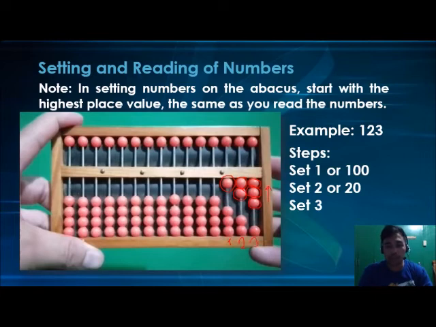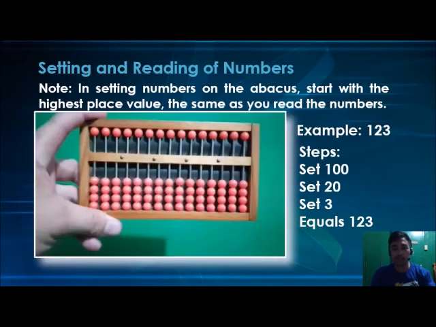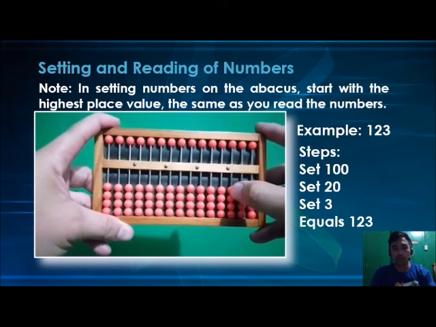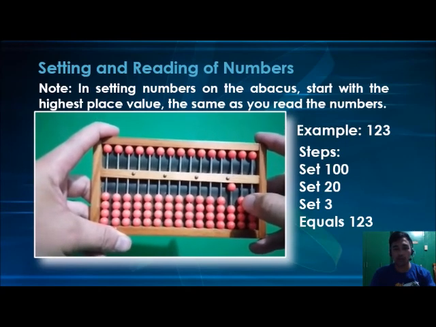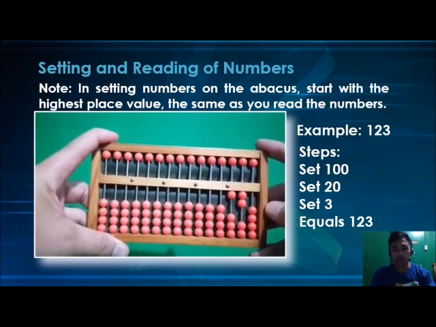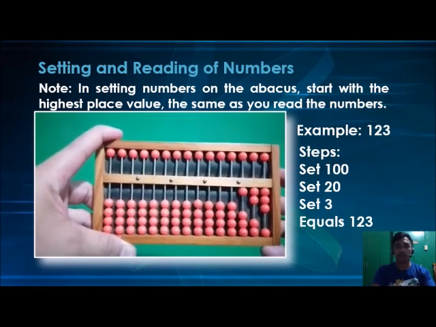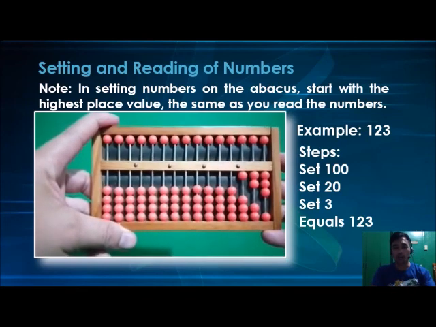So, we now have 123. It is very easy to set. Example, 123 steps: set 1, 100, set 20, then set 3. You can read this as 123. That's all.